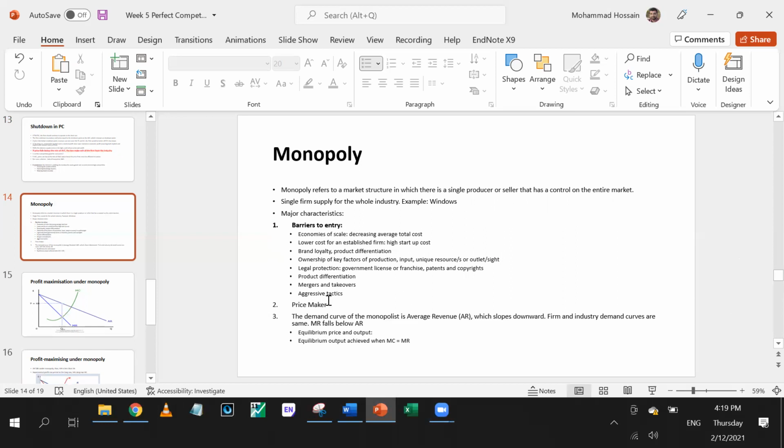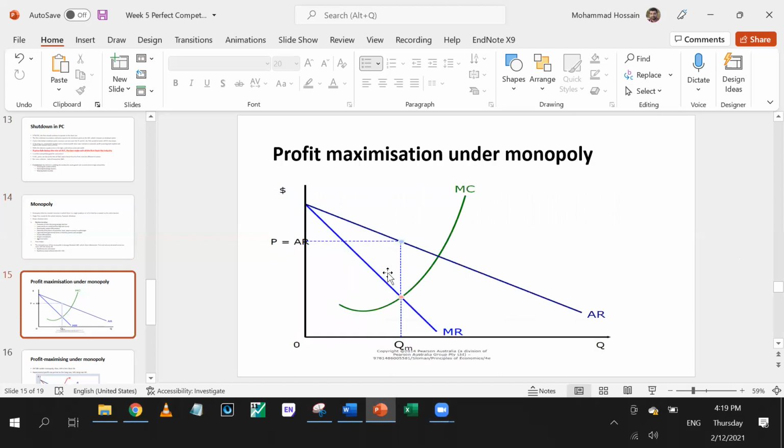And they are the price maker. They decide their own price. And here you can see the marginal costing. This is the marginal revenue curve, and this is the average revenue curve. This is also our demand curve. All right, so this is the demand curve, this is our marginal revenue curve, and this is the marginal cost curve.